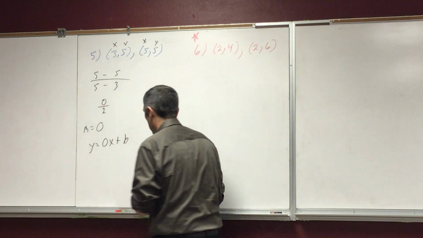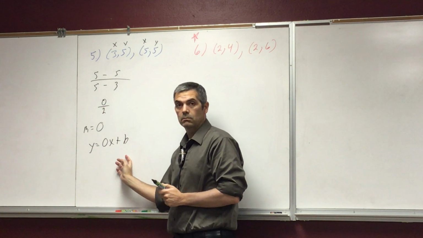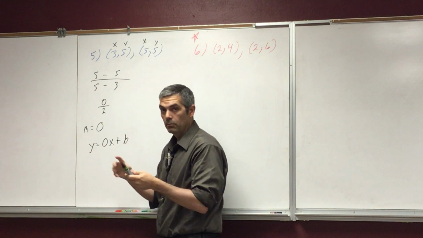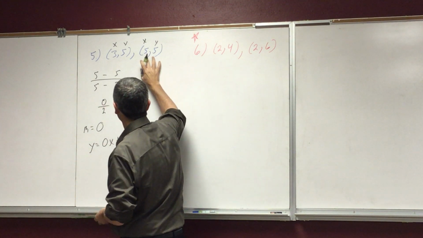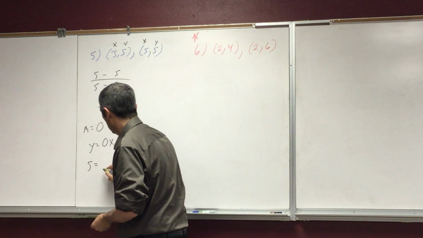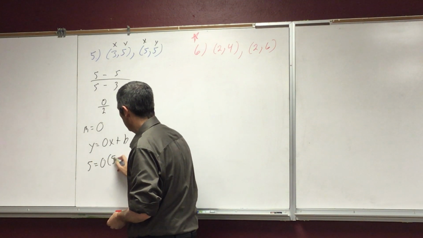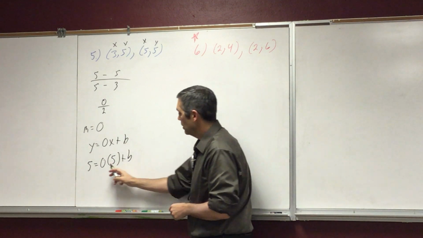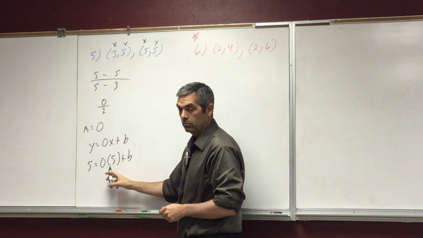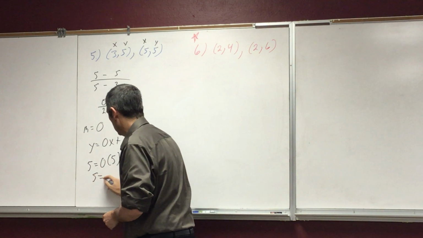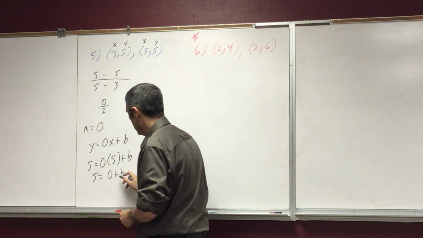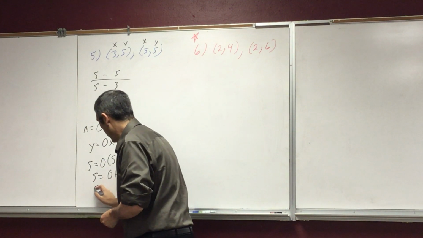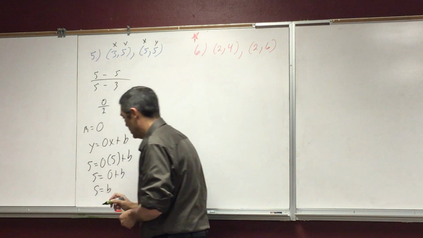Okay, so we can do this, and it's fine. Now, we're going to go ahead and put in our numbers. So, let's use this one. 5 equals 0 times 5 plus b. Now look what happens here. 0 times 5 is 0. So 5 equals 0 plus b. b plus 0 is still just b. So 5 equals b.